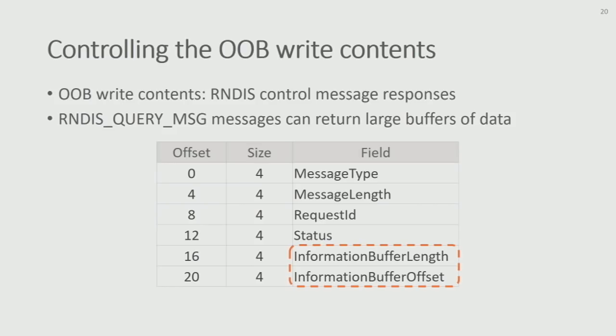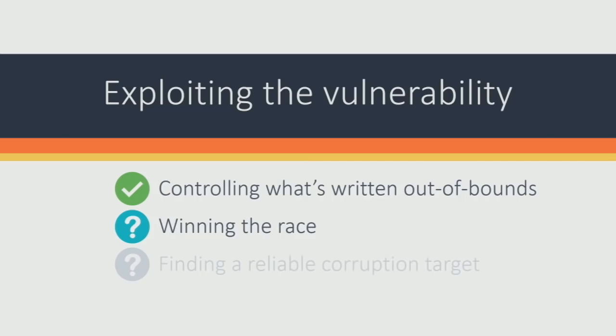So basically the idea from here is you're going to find an OID that is handled by VMSwitch that lets you set some data that can be returned through the query message. And I'm not going to go into detail in terms of which messages actually allow you to do that, but this is the basic idea. It's really simple. And from that, you can actually control a fair amount of data that is going to be written out of bounds. And you even control the length that's going to be written. And at that point, it's like, yay, we got number one down.